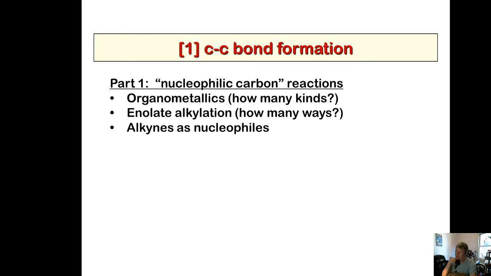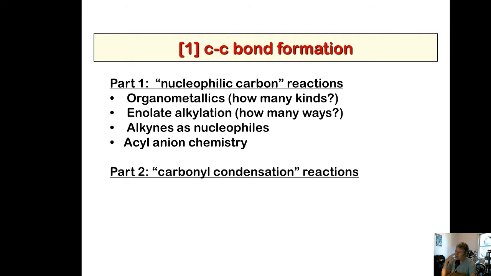Alkynes. We know of alkynes as being nice nucleophiles because we can take off the proton from an alkyne and attack stuff. Acyl anion chemistry. That's a new one that we just learned recently, and it's using thioacetals, the sulfur compounds, as nice nucleophiles.